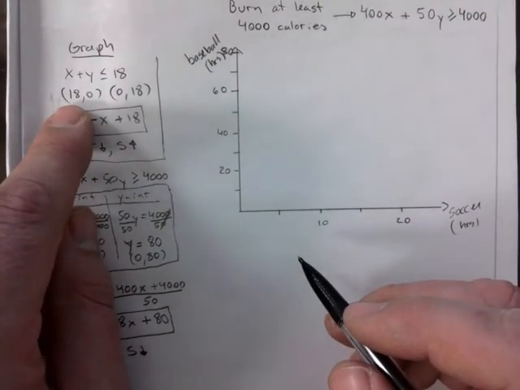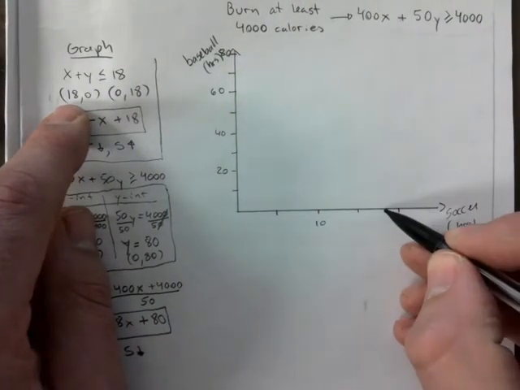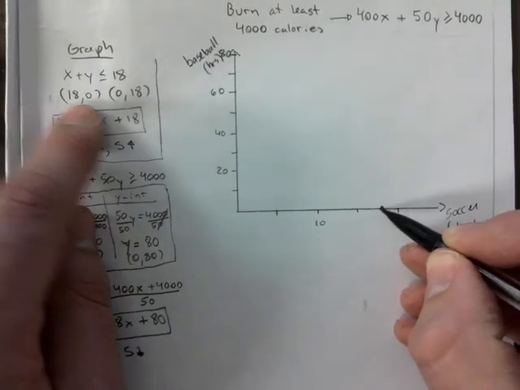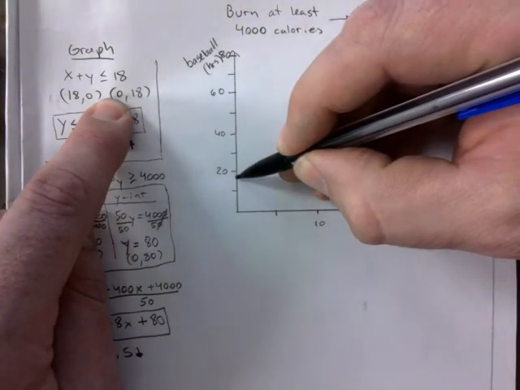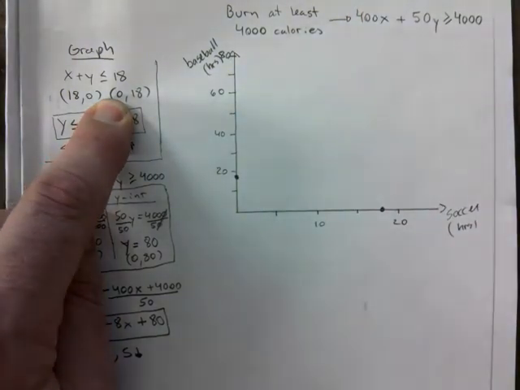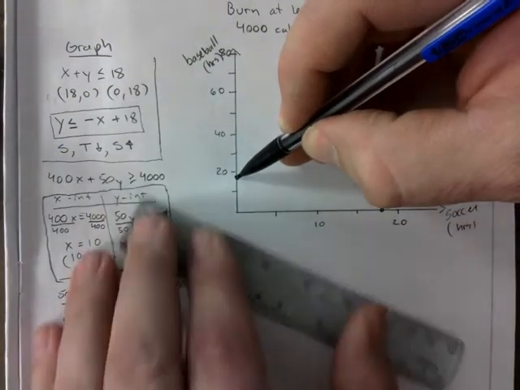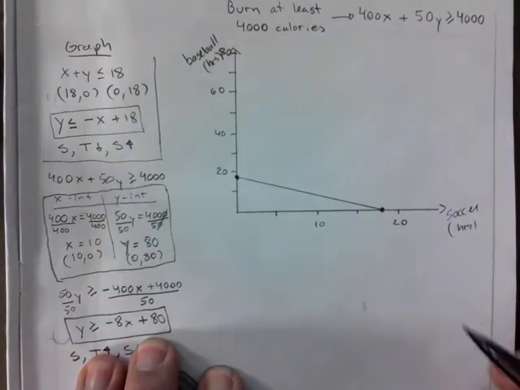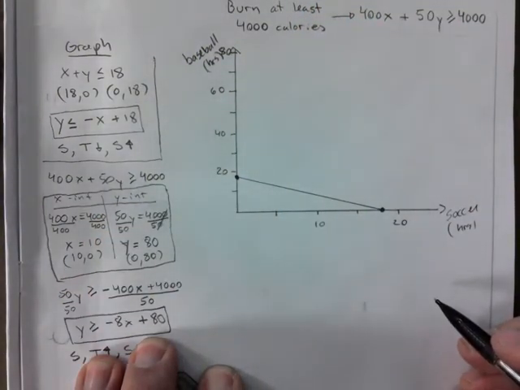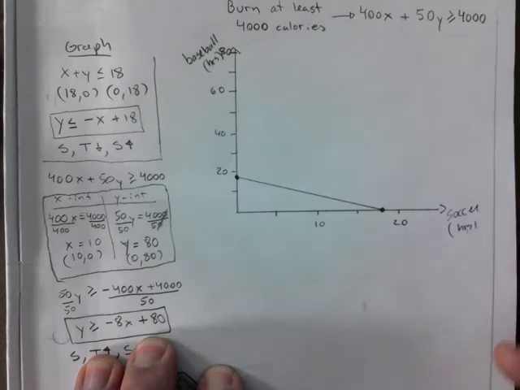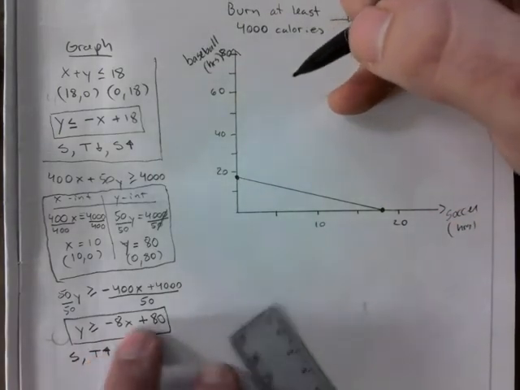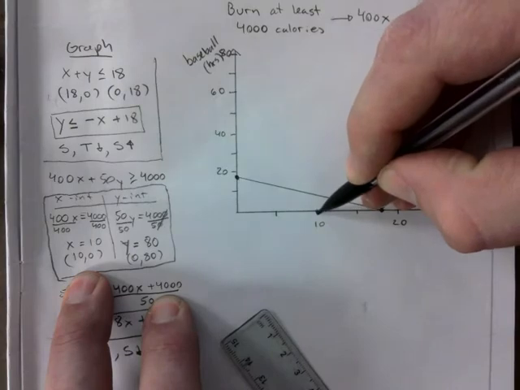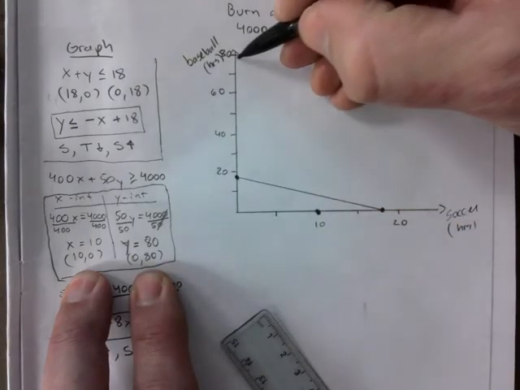So let's graph. 18, 0 is right about there. 0, 18 is right about there. Sometimes I wait to label the lines. Other times, if it's only 2, I wait because I don't want to cut off my graph. Okay, so 10, 0 is right about there, and 0, 80 is way up here.